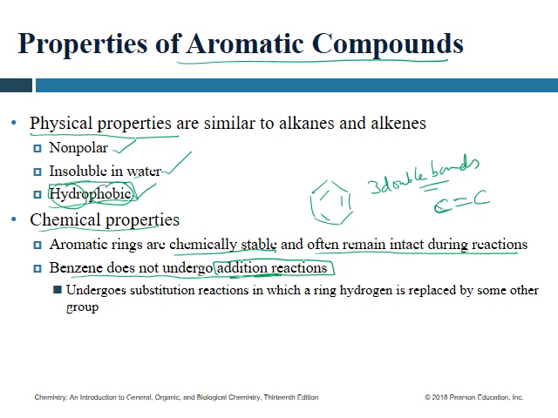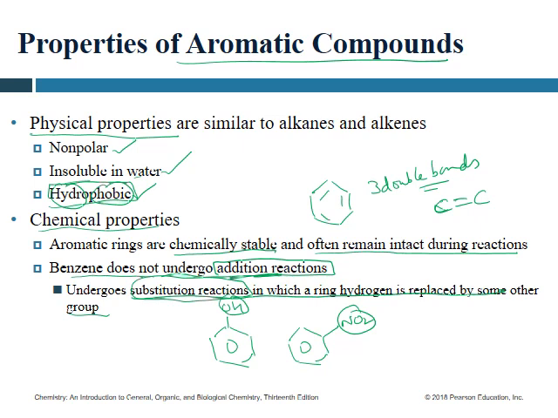But benzene can undergo substitution reaction in which the ring hydrogen is replaced by some other group. Like we already done this thing. Sometime you will have OH group. Sometime one of the hydrogen is get replaced by NO2 group. So these are called substitution reaction. So that means you are substituting hydrogen with something else. In this case OH and an NO2 you are substituting.